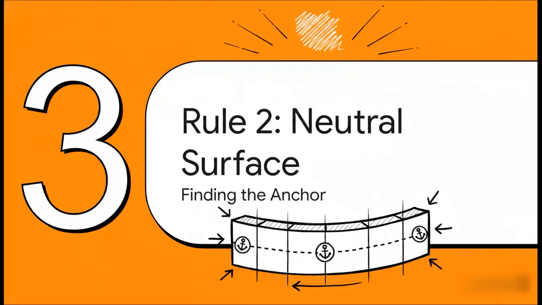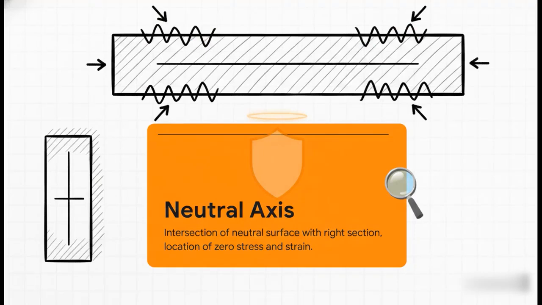Okay, moving to section 3, assumption 2, the neutral surface. Right, so now that we know our cross-sections stay perfectly flat, we need to find our physical anchor point inside the bending material. Remember how we said the top of the beam compressed and the bottom stretched?